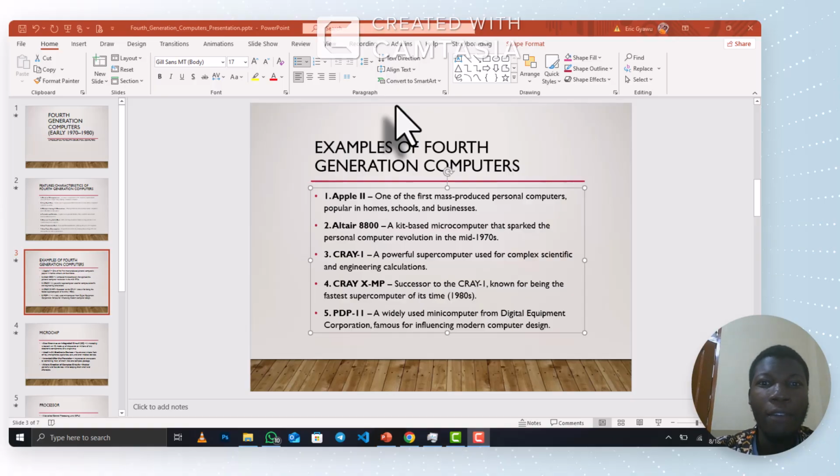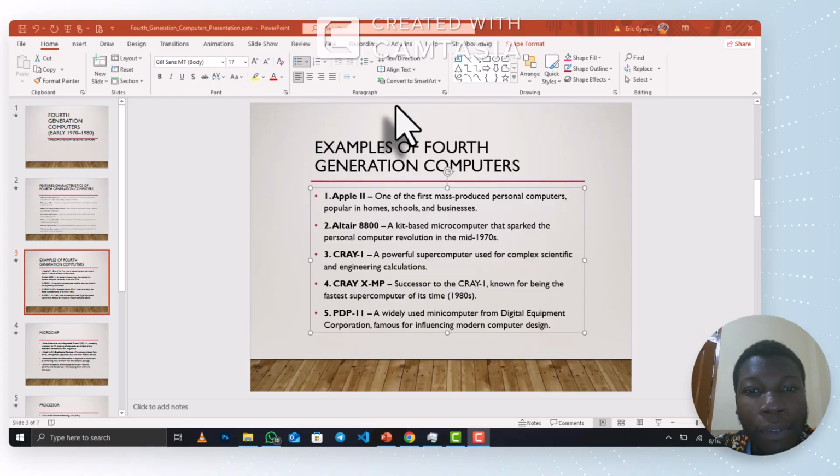Okay, we are having the Altair 8800, a kit-based microcomputer that sparked the personal computer revolution in the mid 1970s. We are also having the Cray-1. This is a powerful supercomputer used for complex scientific and engineering calculations. Yes, within the fourth generation of computers.